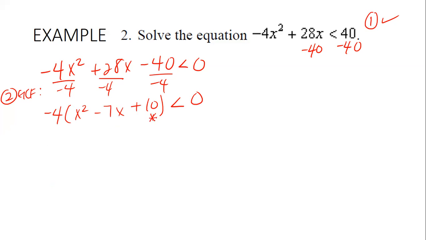What multiplies to give me 10, but adds to give me negative 7? Negative 5 and negative 2. So x minus 5 and x minus 2. Now am I fully factored? Yes, it can't break down any more.